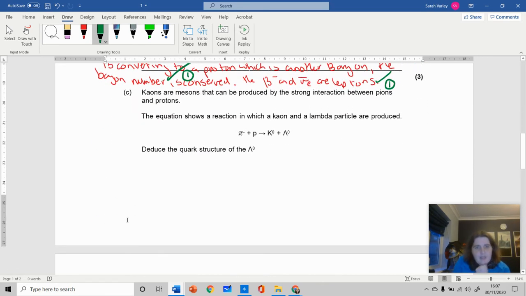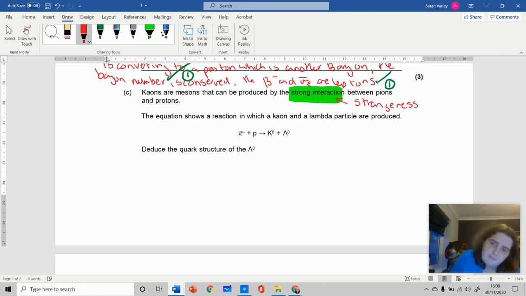Okay. So kaons and mesons can be produced by the strong interaction between pions and protons. So this is actually a key term here, this strong interaction, okay? The equation shows below that the lambda particle, this lambda 0, is produced; deduce the quark structure. So the strong interaction is where strangeness is conserved. And as you can see here, I've got, I can't spell conserved today. This is a kaon, it has a strange quark, okay?